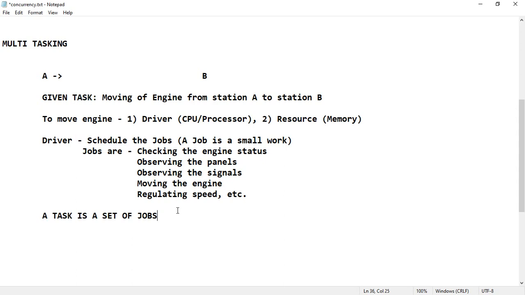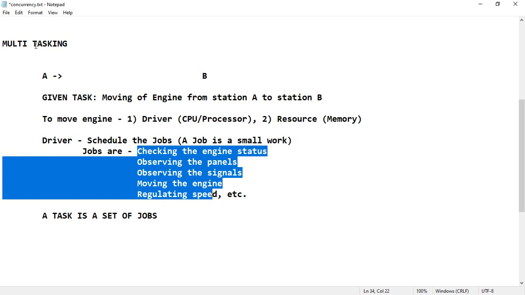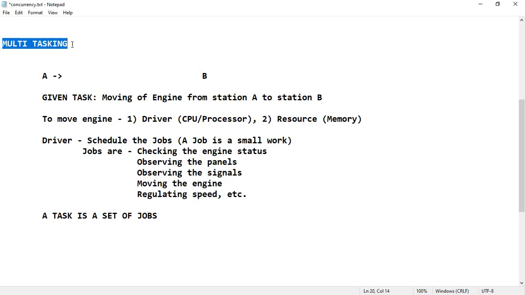So if at the same time a computer is trying to manage two or more tasks, that is, if a CPU or processor is trying to execute two or more tasks, then that particular situation is said to be multitasking. Every task consists of a set of jobs. Like that, multiple tasks are going to be handled by your processor at one time. So that situation is said to be multitasking.